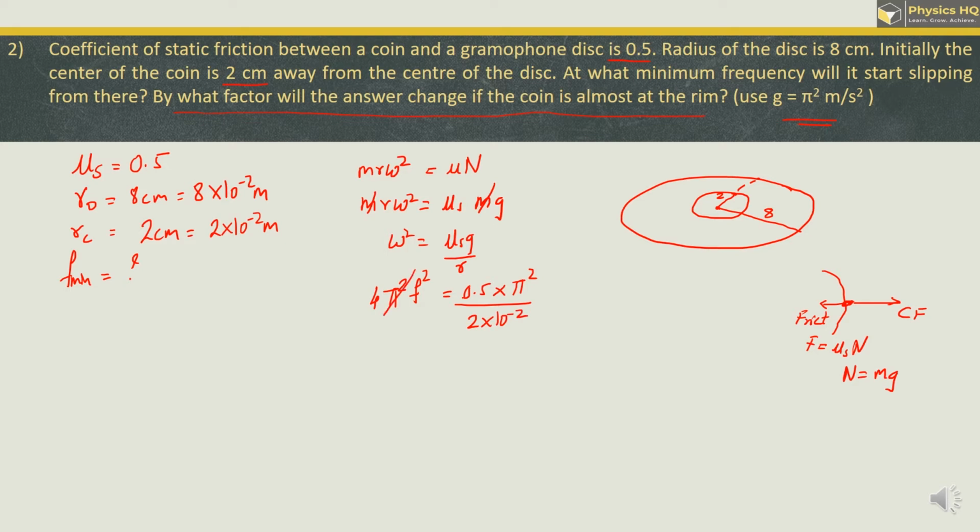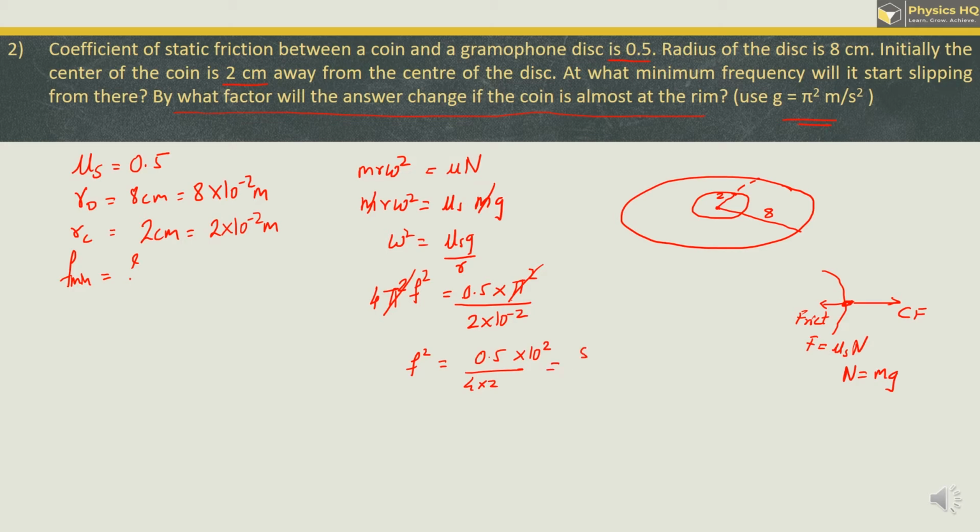So if you see, pi square gets cancelled over here. So let us take everything else on the other side. What we have is f square is equal to 0.5 divided by 4 into 2. We will take this 10 raised to minus 2 above, minus 2 will become plus 2.